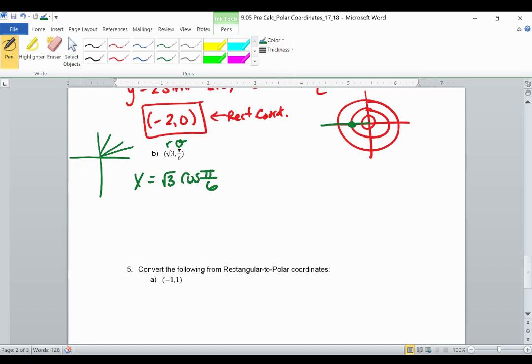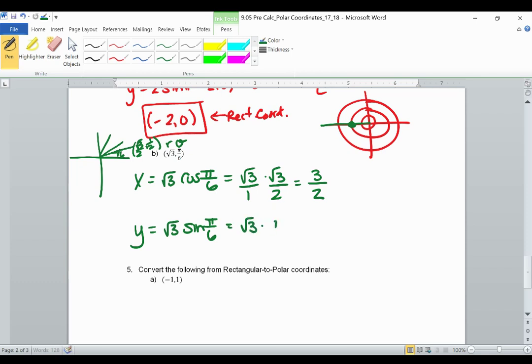So pi over 6 is your first one, and that's going to be rad 3 over 2 comma 1 half. Remember, it's 3, 2, 1, 1, 2, 3. So the cosine of pi over 6 is rad 3 over 2. Put that over 1, so they're both fractions. Rad 3 times rad 3 is 3. 2 times 1 is 2. And then do y. So y is rad 3 times the sine of pi over 6. That's rad 3 times 1 half. Put rad 3 over 1. Multiply straight across the top, straight across the bottom.